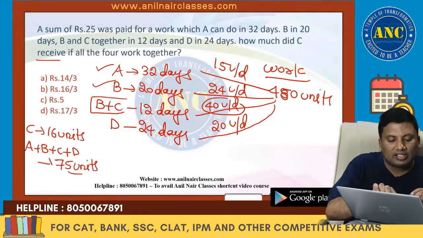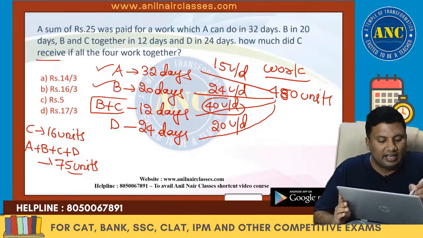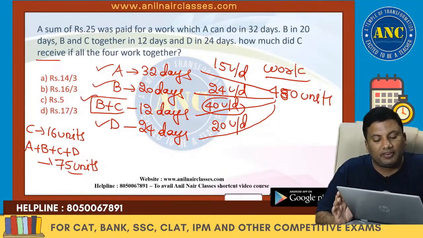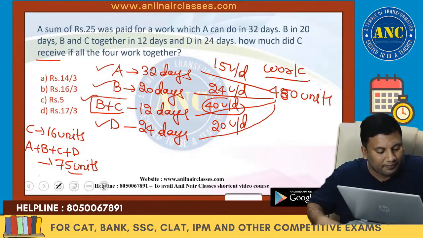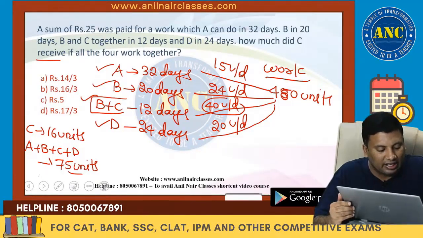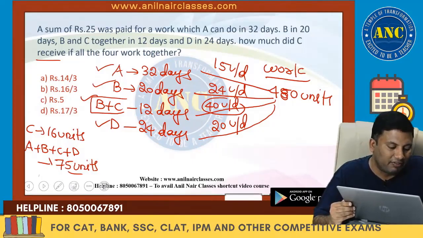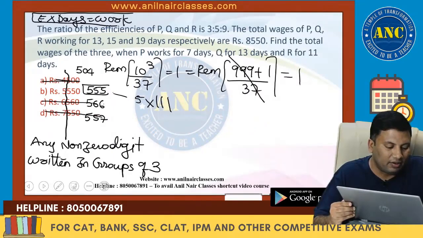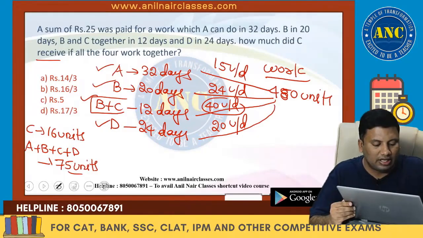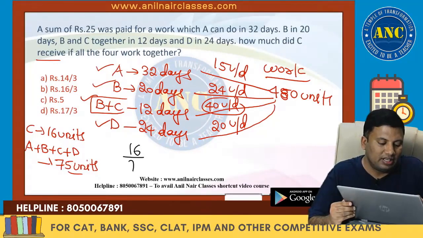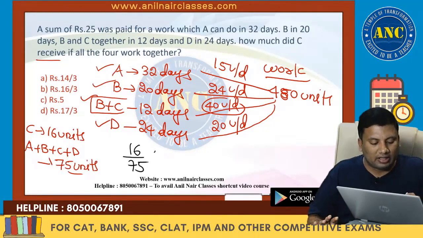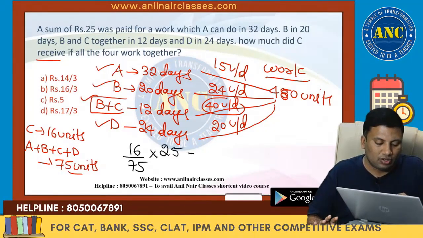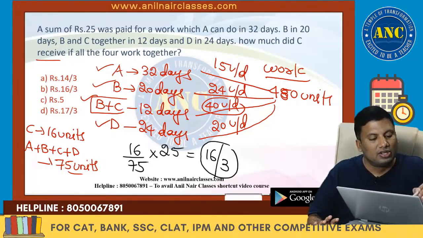Don't add all of this. There is A, B and C, and D is given. So, A is 15 units, B will be 24 units, C is 16 units and D is 20 units. So, total it will be 16 by 75. This is C's number of units, and the total is 75, but the total share is 25. So, this is nothing but 16 by 3. Answer is nothing but 16 by 3.